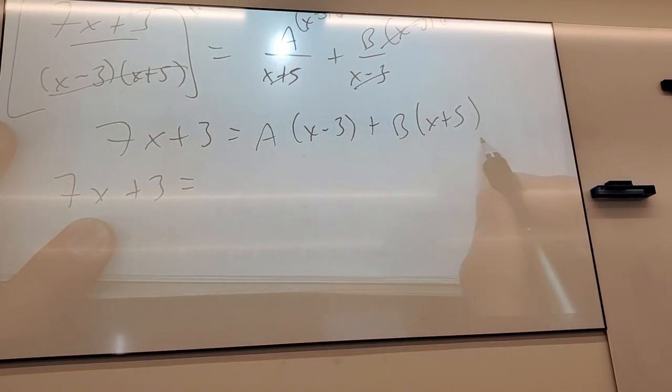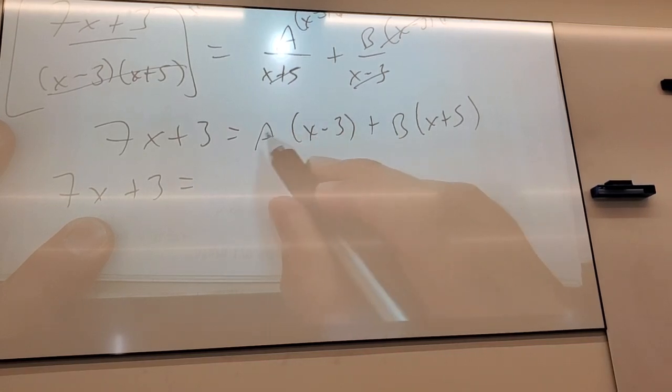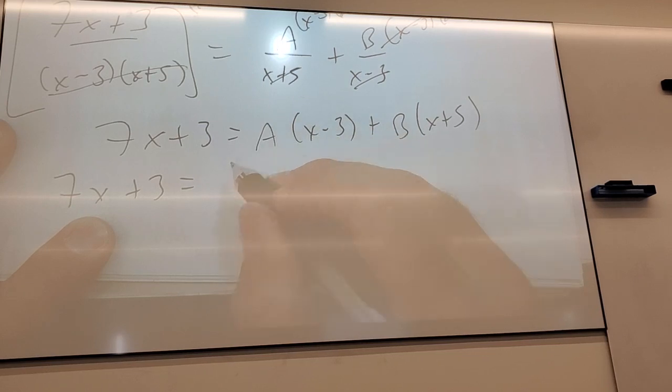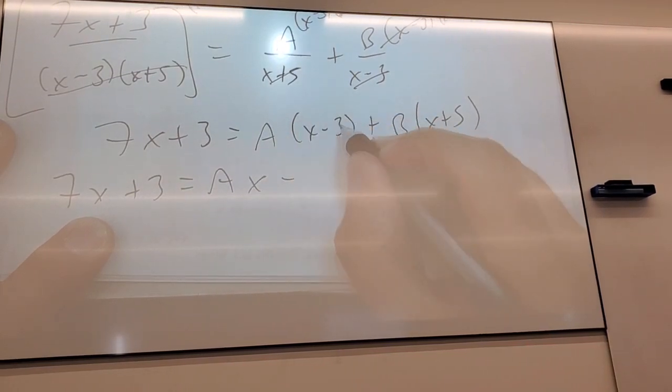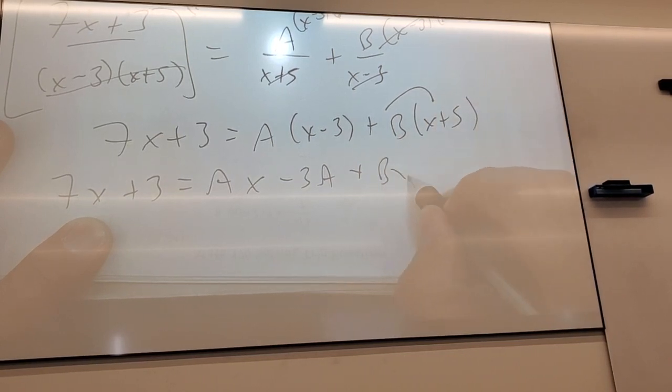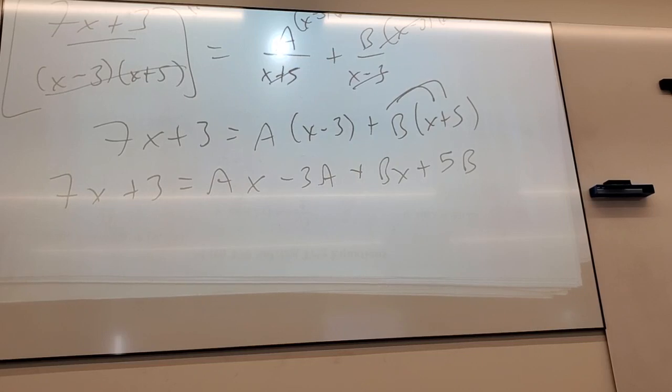How do I simplify this side? What do I have to do? FOIL each of the, A3. Distribute, yeah, so I get Ax minus 3A plus Bx plus 5B. Cool. All right, let me stop for a moment.